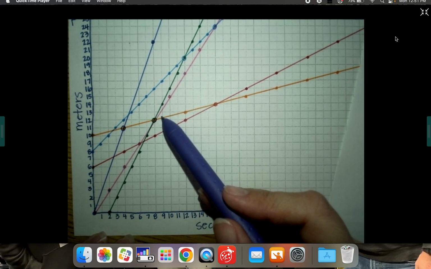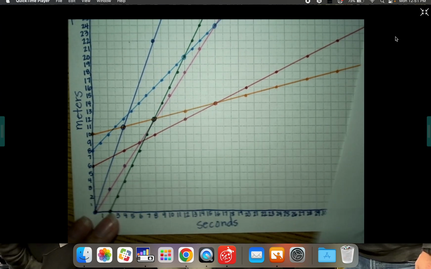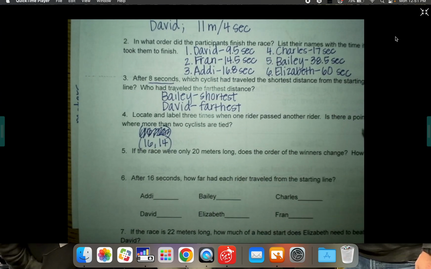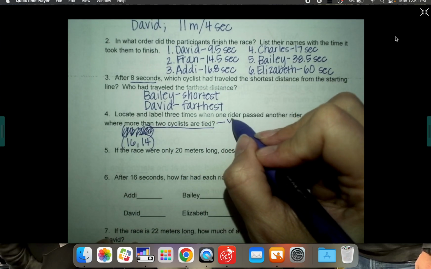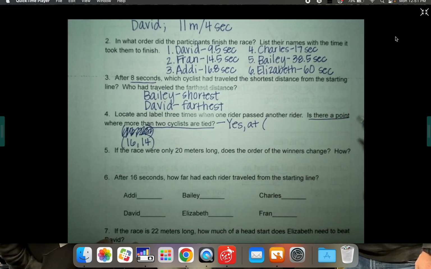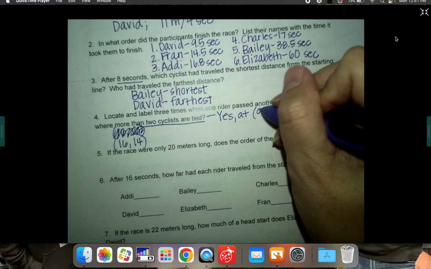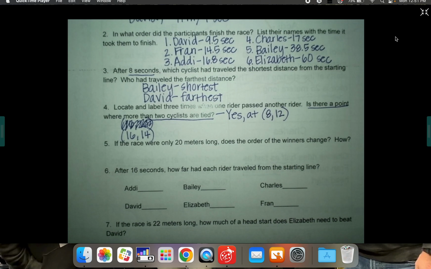8, 12. 8, 12. Do you see more than two lines here? 3. So actually, this is what asks us here. Is there a point when more than 2 are tied? Let's put yes. And it is at point, I already forgot what you said. 8, 12. Thank you. 8, 12. Okay, yes, at 8, 12, more than 2 are tied.